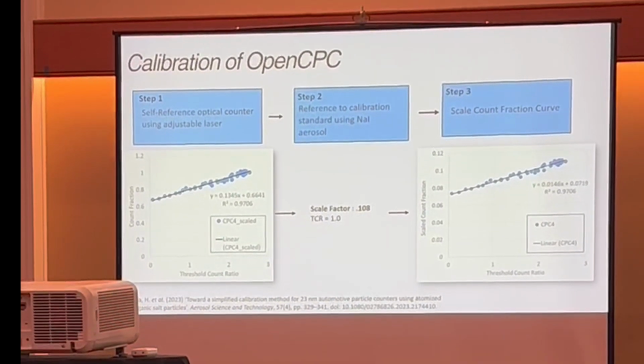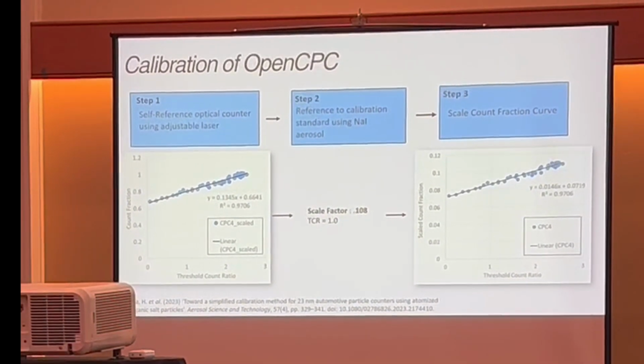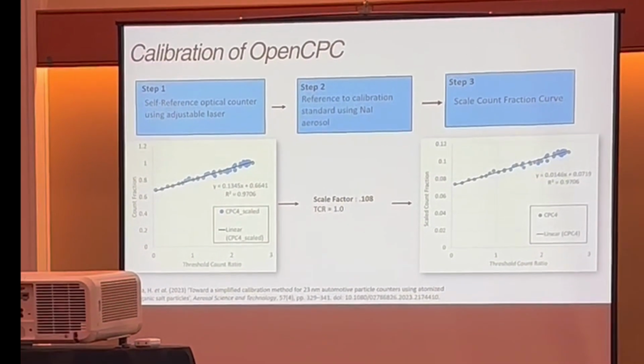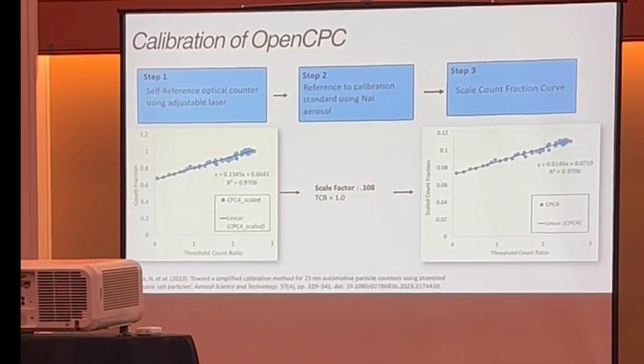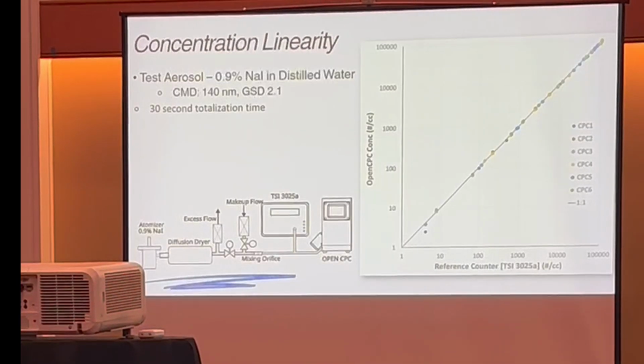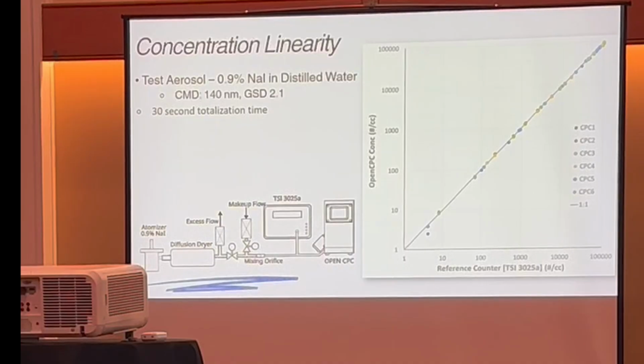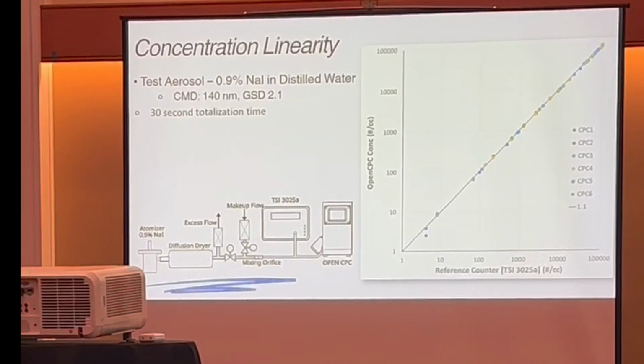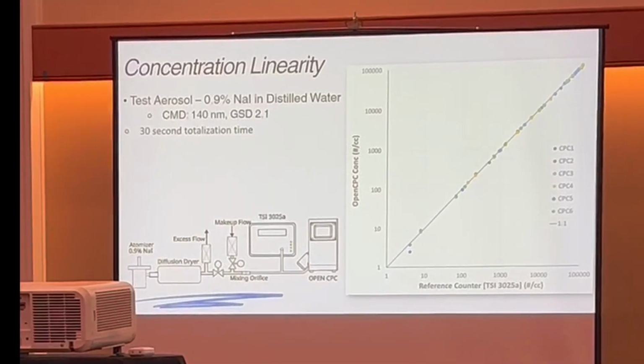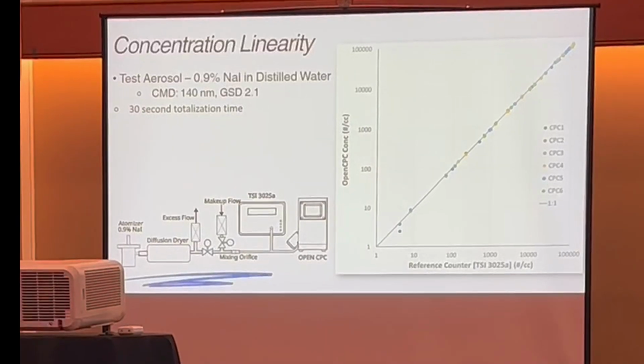Basically we went from 100%, we know we have a scale factor of 0.108 at, let's say, a TCR of 1, and then we just scale the curve. So that worked really well, or at least it should, right? Okay, so we did it with 6 CPCs using that same calibration method, and we referenced against a 3025A using, again, the sodium iodide aerosol.